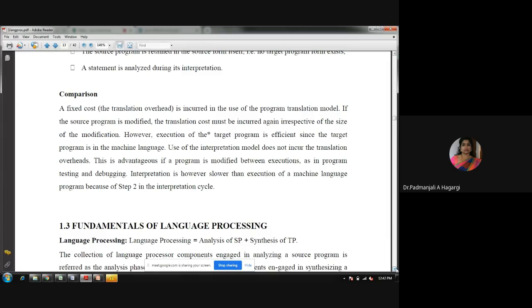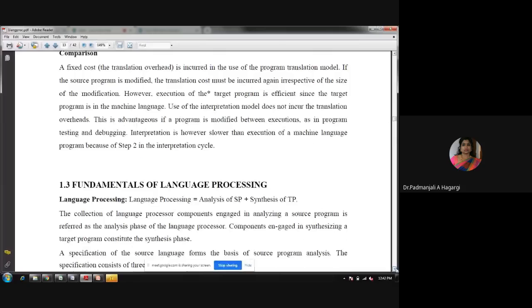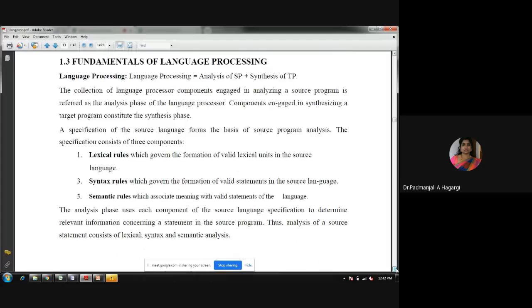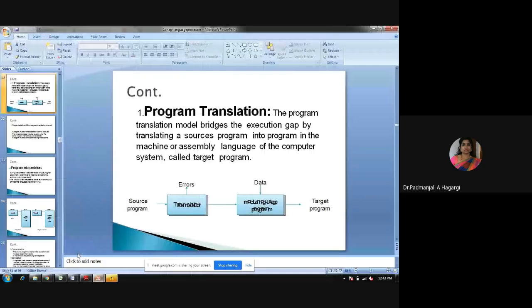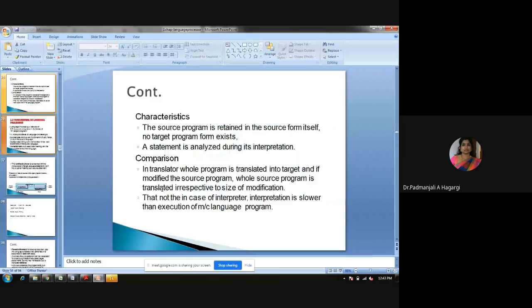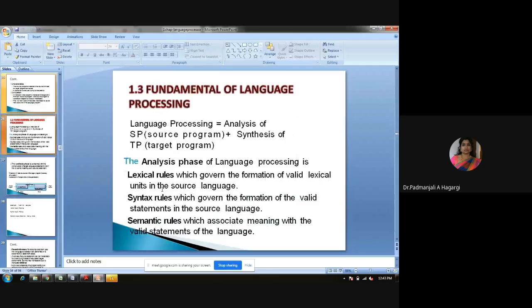So now let me move on to the fundamentals of language processing. As I said, the fundamentals of language processing are the specification and the target of the program. It consists of three components: lexical rules, syntax rules, and semantic rules. Lexical rules, syntax, and semantic rules. So in the PPT slide, let me show you.